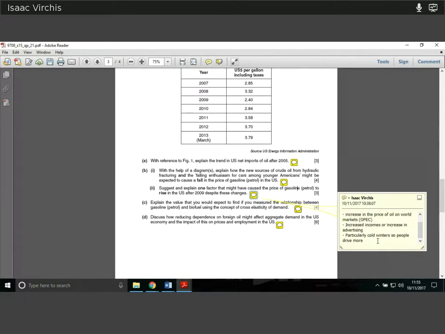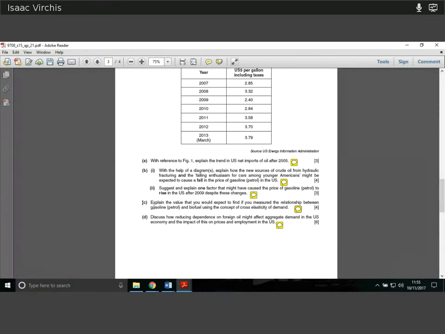Other slightly more random suggestions, not a particularly strong one, but it could work, is cold winters, so people driving more, because demand for petrol is a derived demand from demand for cars and driving. But any of those factors nicely explained would answer B, part two.